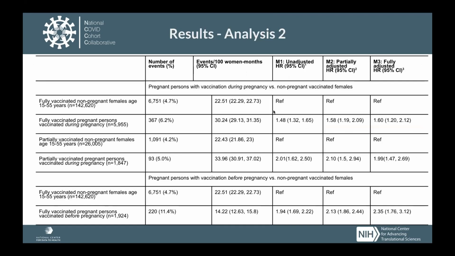Then this table shows the statistical result of our second analysis. So as we can see from the first column, compared to the non-pregnant fully vaccinated females, pregnant persons tend to have a little bit higher COVID breakthrough infection rate. And they also have higher events per 100 woman months. And the Cox hazard model shows that the pregnant people who receive vaccination during their pregnancy have a higher hazard rate for both fully vaccinated and partially vaccinated females when we compare to those who are non-pregnant females. And for those pregnant people with vaccination before their pregnancy, we also observed very similar results, that they have a higher hazard rate.